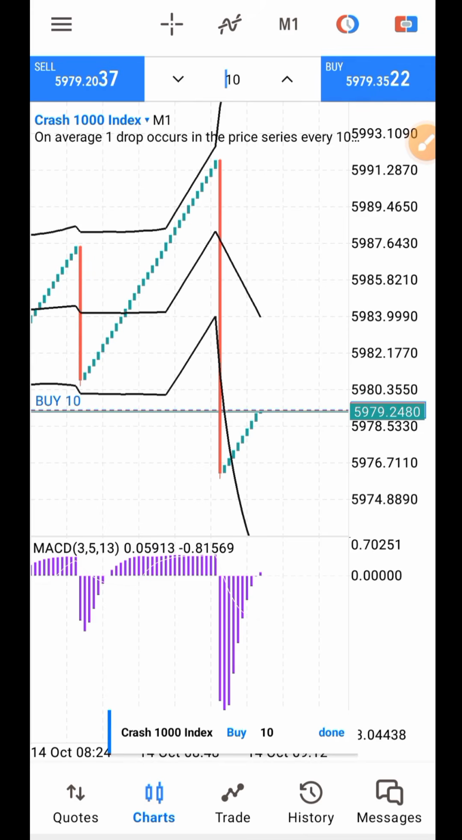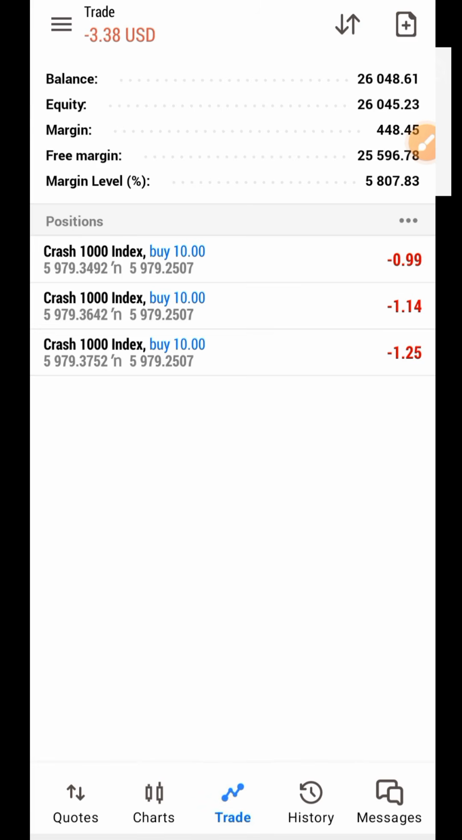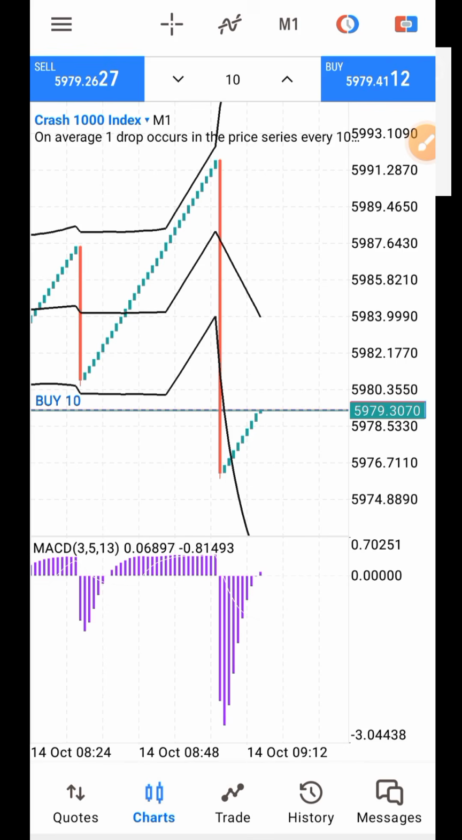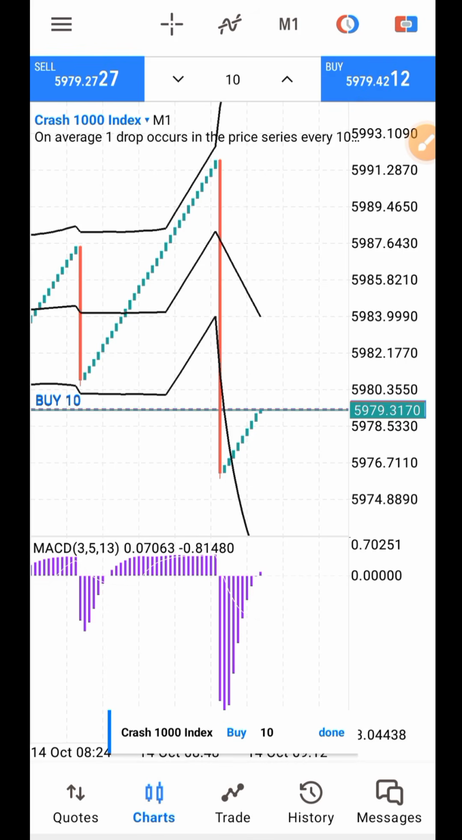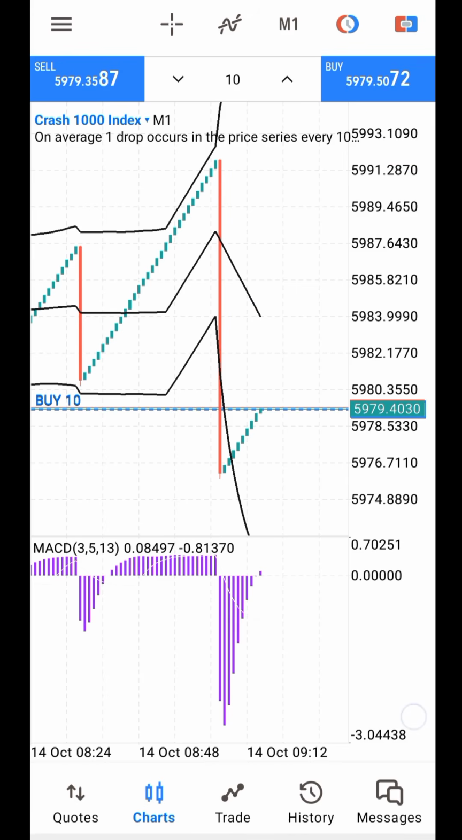So let me enter like four positions. Okay, let me add one more position. So we are going to count five candles, or if the market touches the middle band. So we are going to assess the trade.